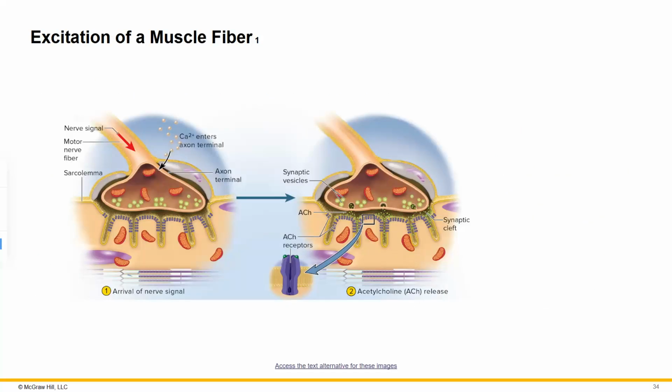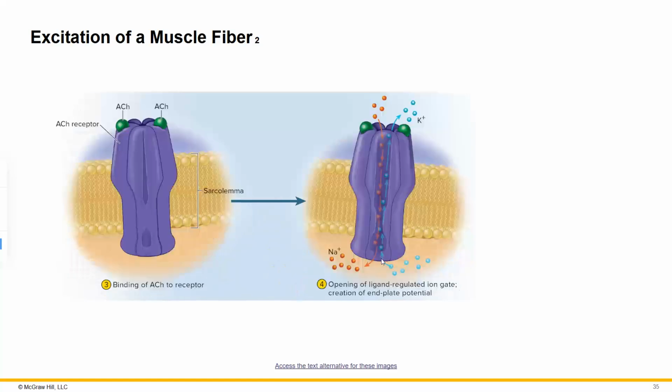So here's that nerve impulse reaching the end. Calcium enters due to the voltage-gated calcium channels, and then we're going to have the release of acetylcholine. Now, when acetylcholine is released, it's going to float across the synapse. This is the axon terminal. This is the muscle cell. It's going to bind to these acetylcholine receptors, and the acetylcholine receptors will open channels that allow sodium in and potassium out. This creates an end plate potential.